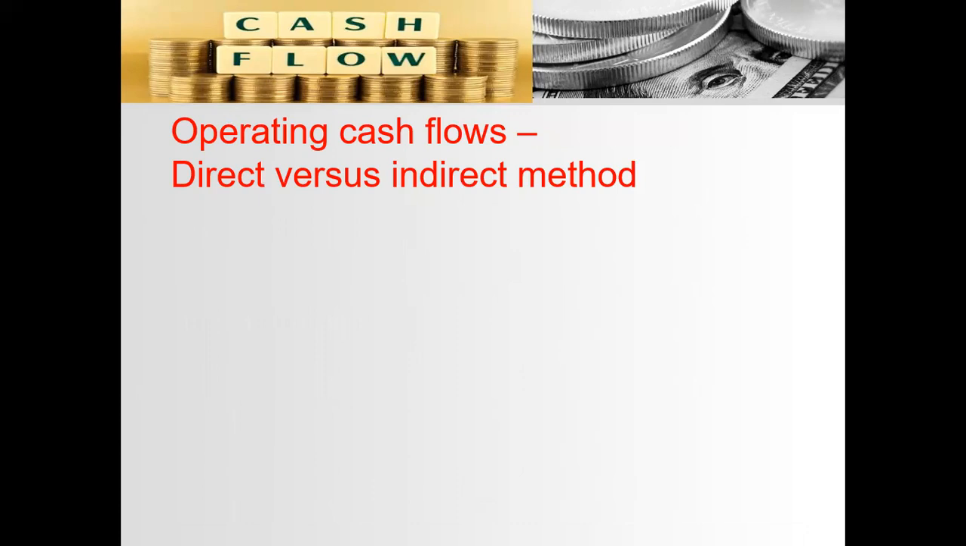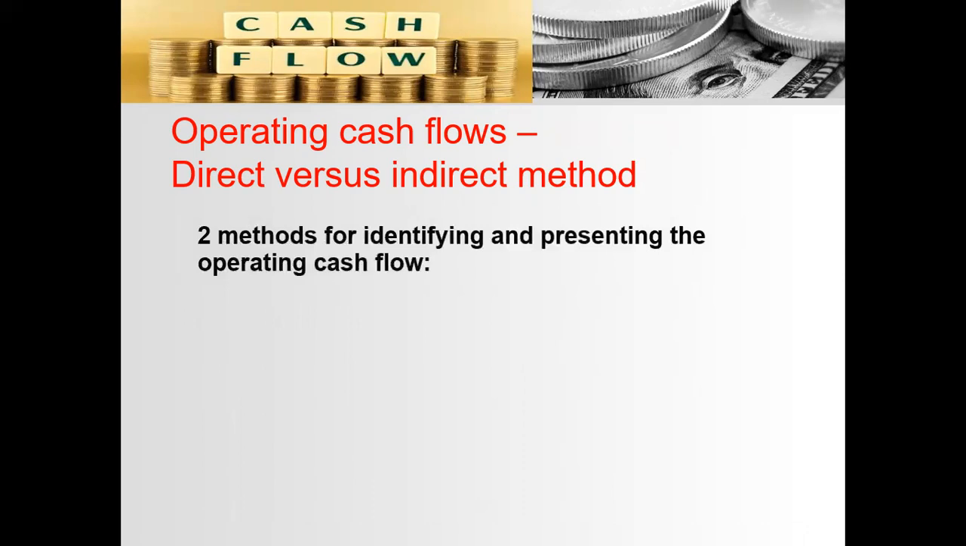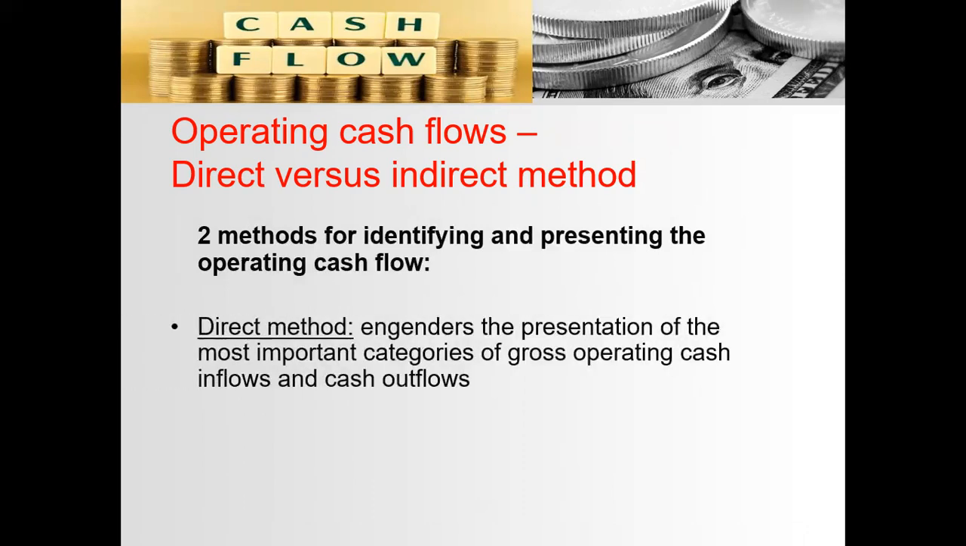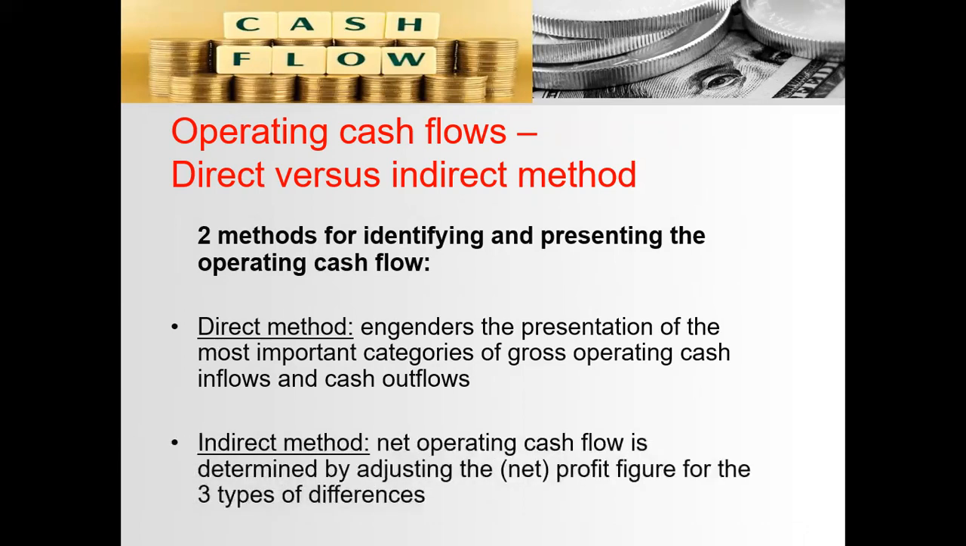So we have two types of cash flow when we prepare them, direct versus indirect. The two methods are commonly used. The direct method looks at the categories of gross operating cash flow, inflow and outflow, while the indirect method is made up of three types of differences.